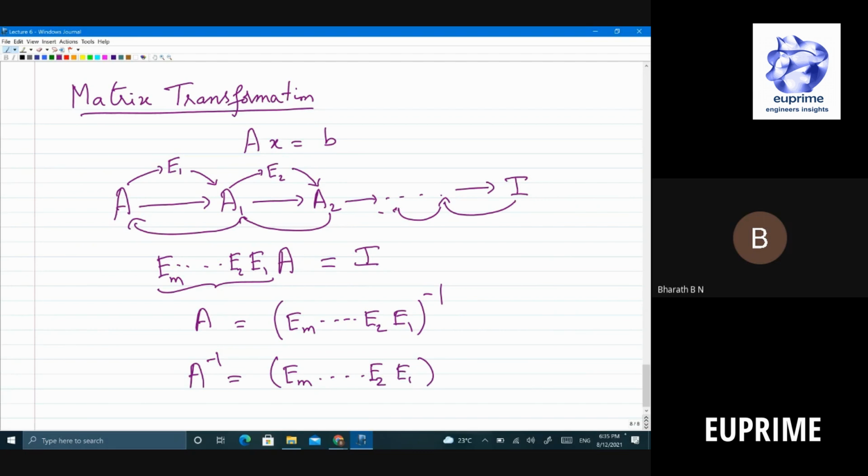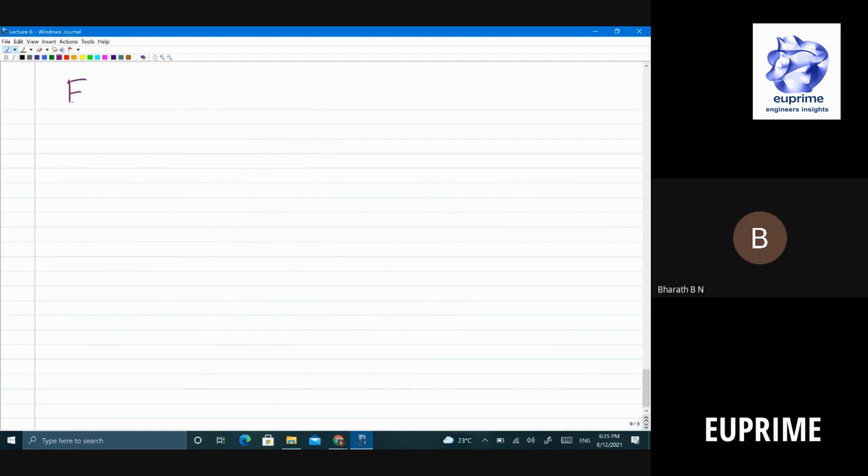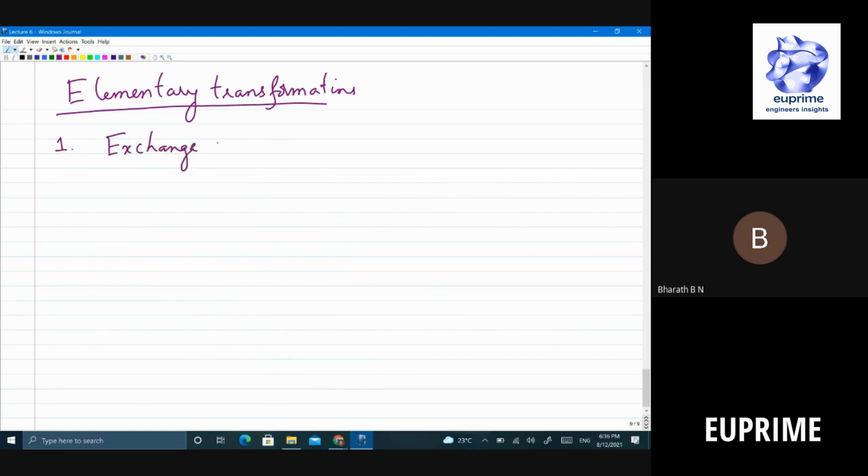So what are elementary transformations? Let's look at elementary transformations. Can somebody tell me what you think is an elementary transformation? Exchanging of two rows, right? That's any two rows. Exchange of two rows, right? That's an elementary transformation.